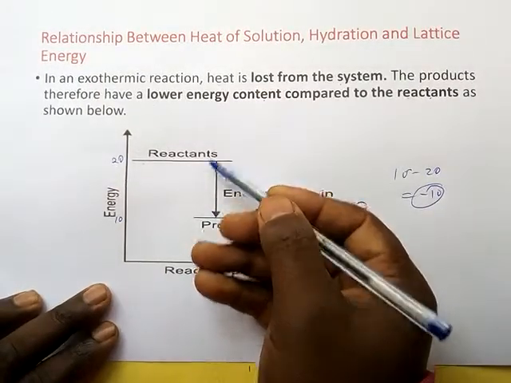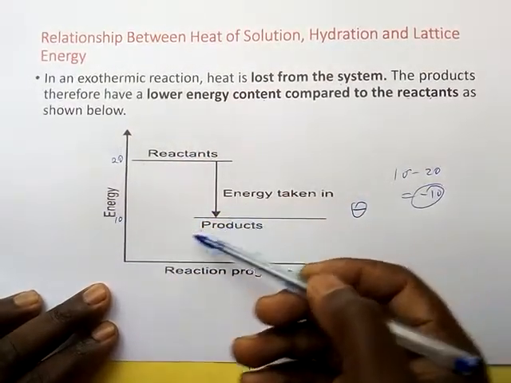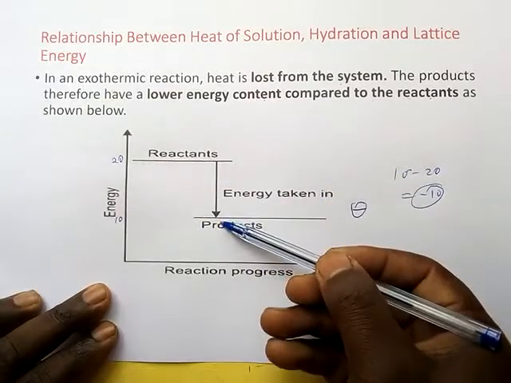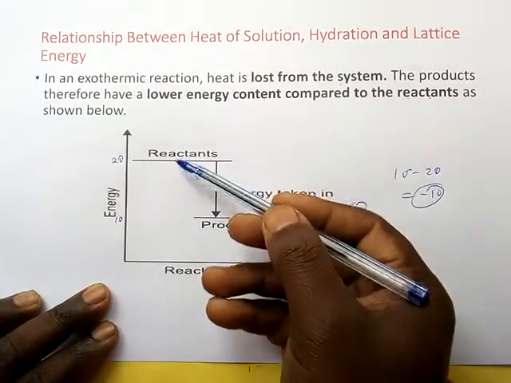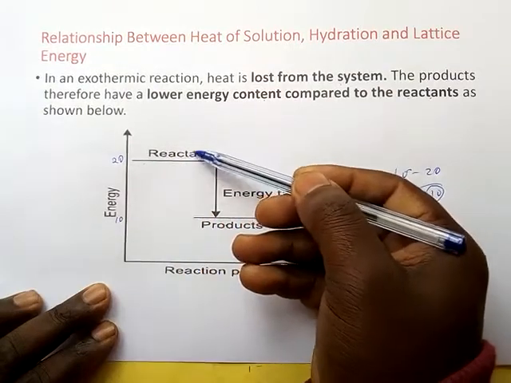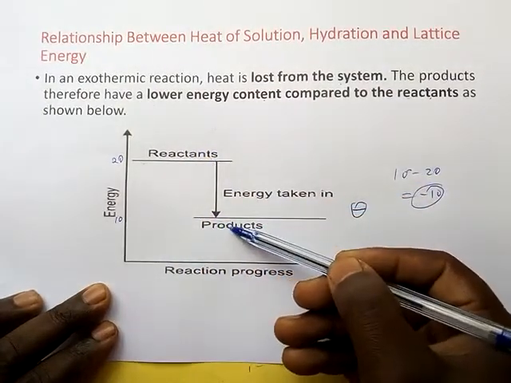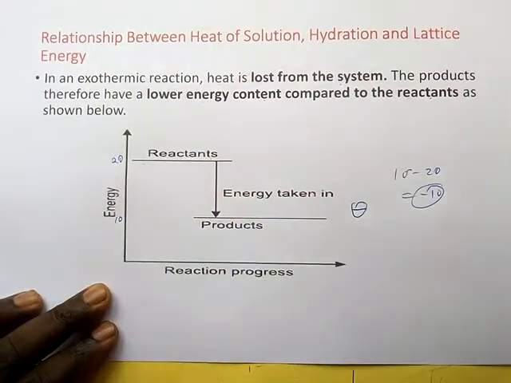Let me repeat that. In an exothermic reaction, when you are drawing an energy level diagram, the products must be below the reactants. The reactants should have higher energy content, and the products have lower energy content. That's another quick reminder.